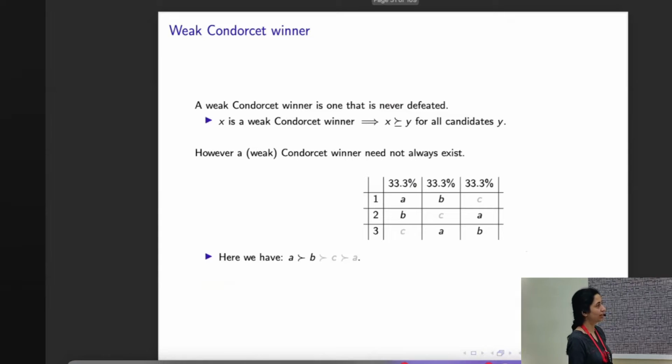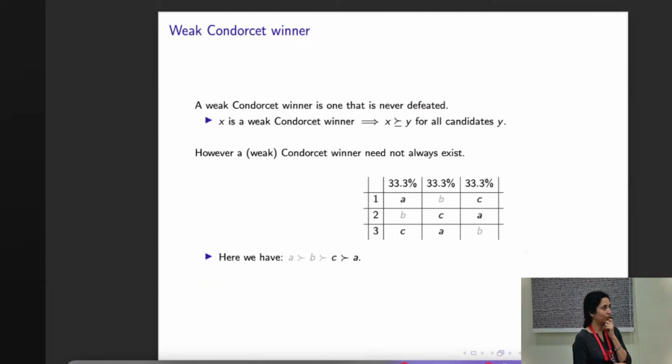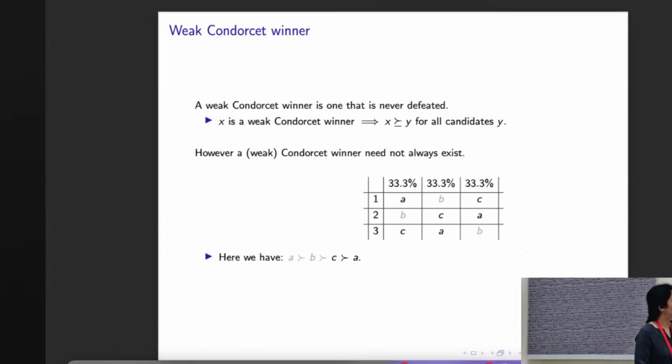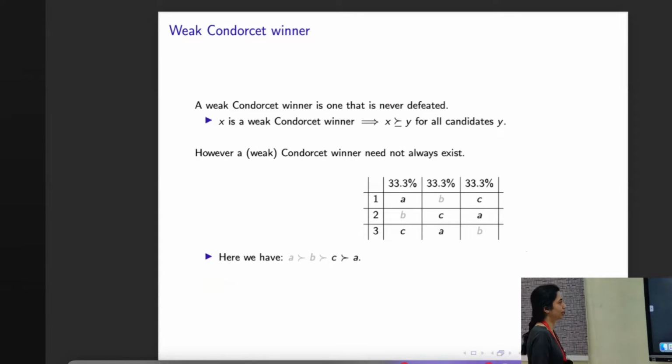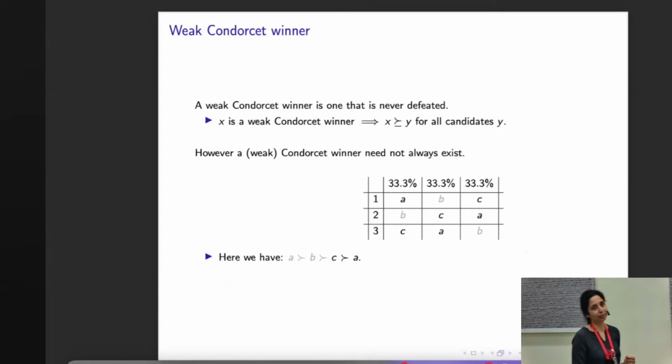So let's hold a head-to-head election between A and B. A wins the election because it gets 2/3 of the votes. Between B and C, B wins the election, and between C and A, C wins the election. So we can have cycles, and there is no Condorcet winner or weak Condorcet winner here because every candidate is losing to some other candidate.